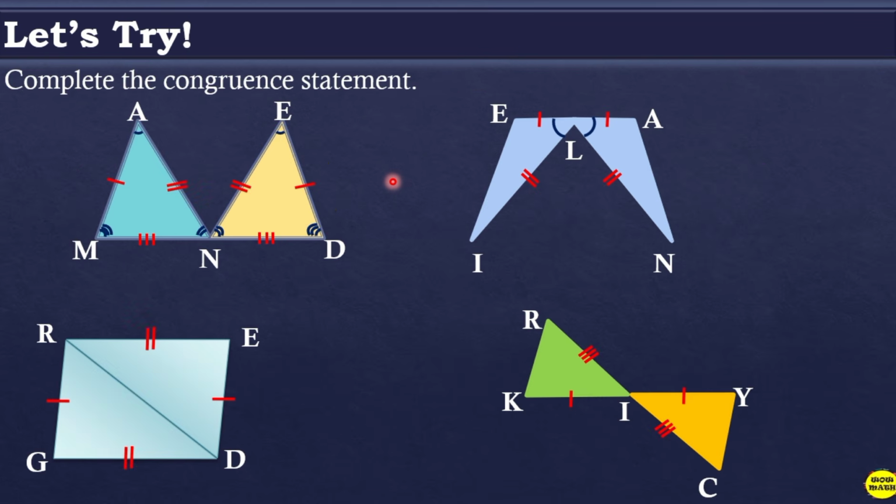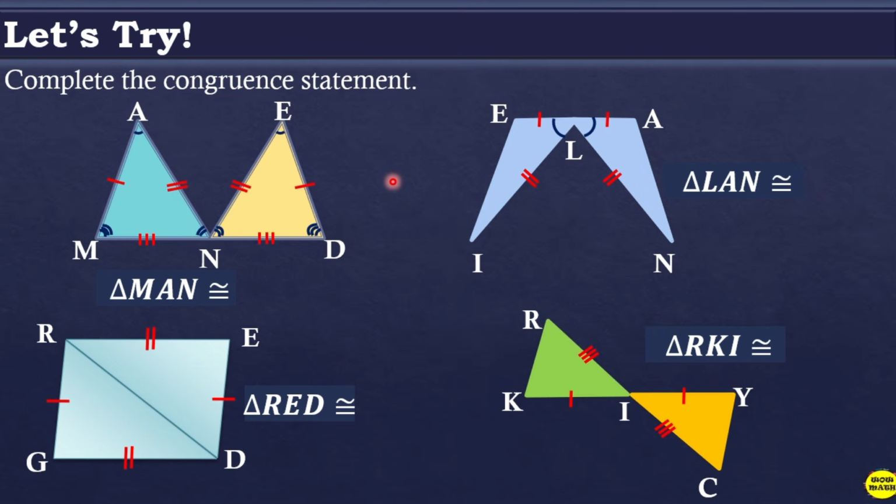Another. So, complete the congruence statement. Okay, so meron tayo ditong triangle MAN, triangle RED, triangle LAN, triangle RKI. So, take note ha, be careful in writing the name of the triangle. Dapat corresponding siya dun sa first triangle mo. Okay, so let's answer. So, triangle MAN, ito po ang titingnan, ay may single mark. So, dapat dun ka rin mag-start, dun sa single mark. So, ang sagot dito is triangle DEN.